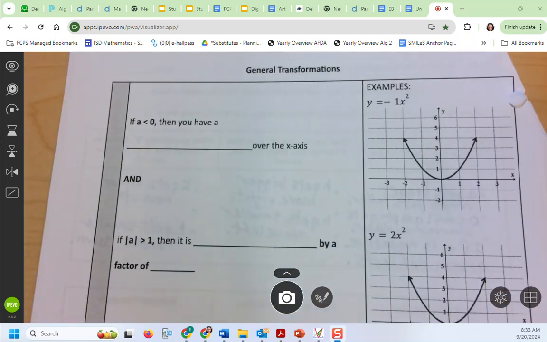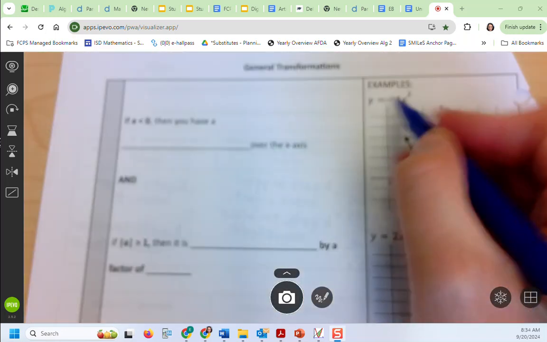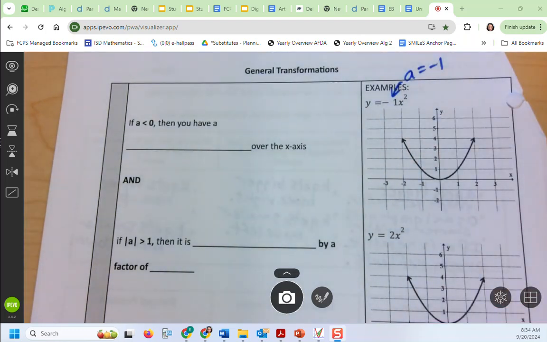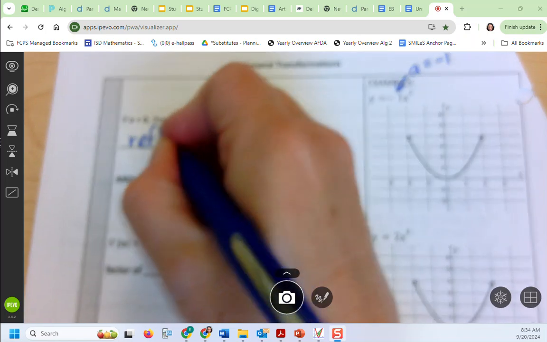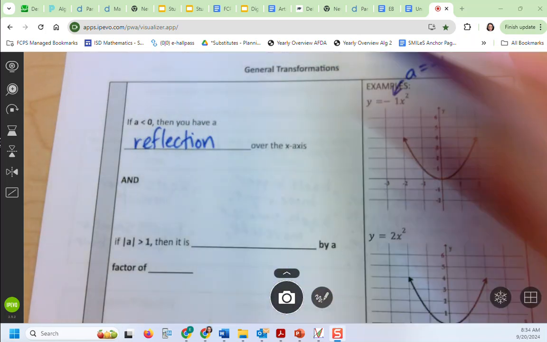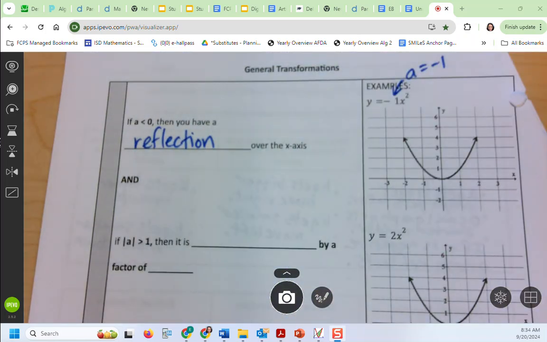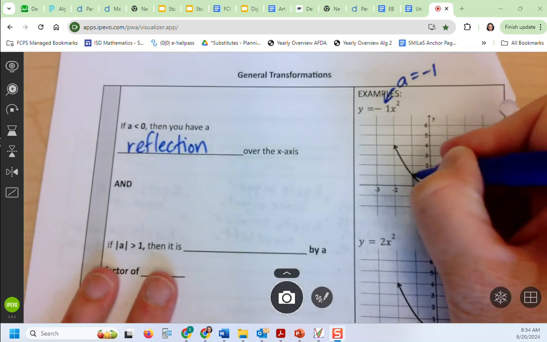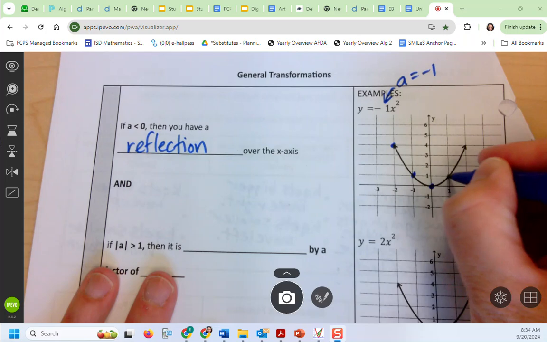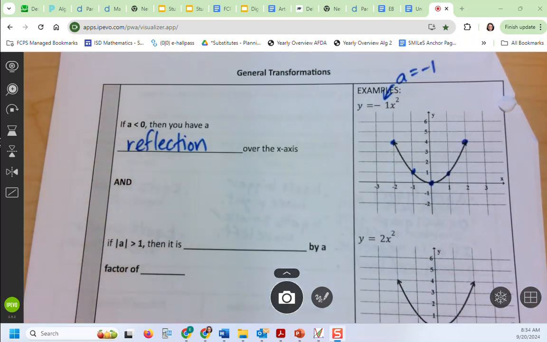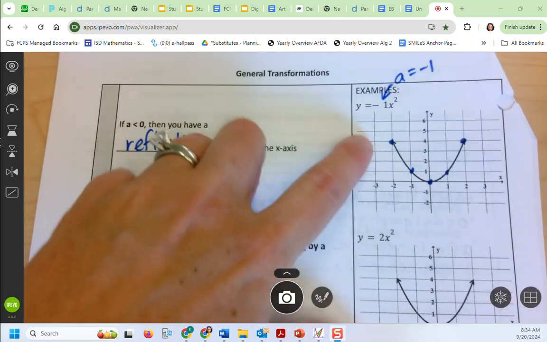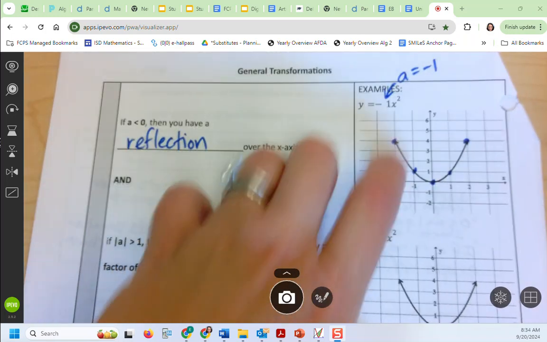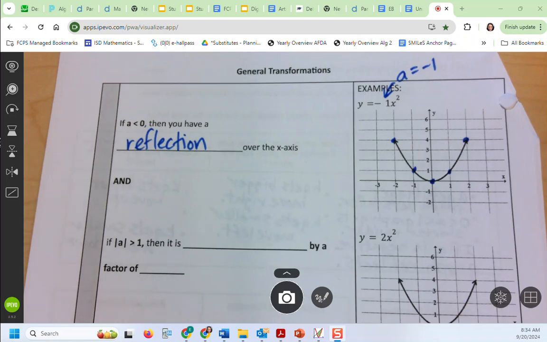All right, if a is less than 0, so for example, a is negative 1, you're going to have a reflection over the x-axis. And when we reflect it, we want to reflect actual points. It's not just a sketch. So I have some points on this parabola. Do you see how I made 5 points at these exact places? Negative 2, 4, negative 1, 1, 0, 0, 1, 1, and 2, 4. I'm going to reflect these exact points.